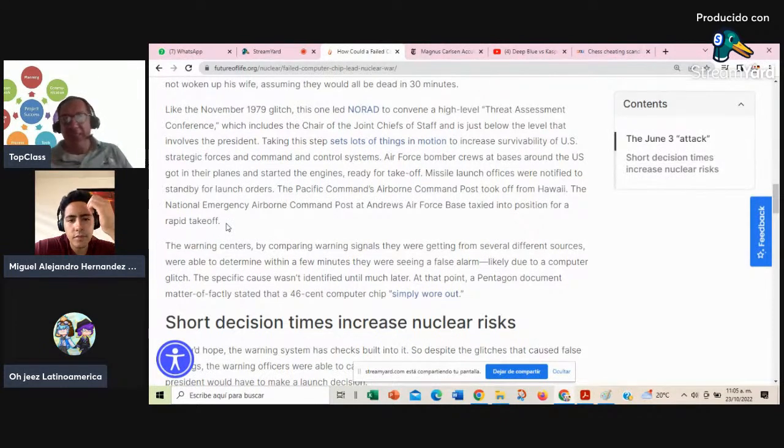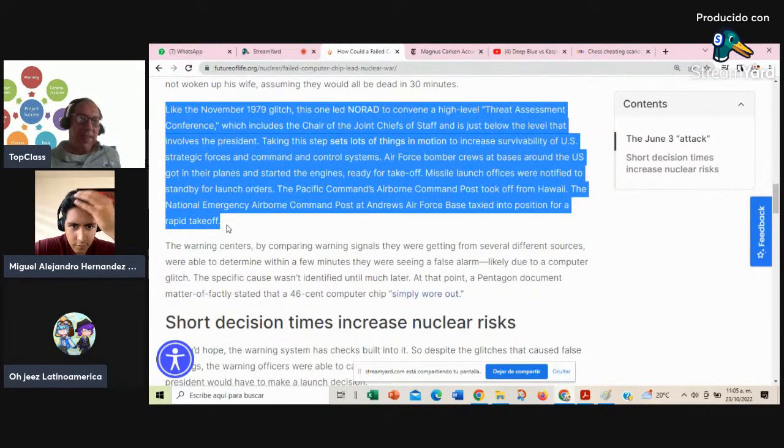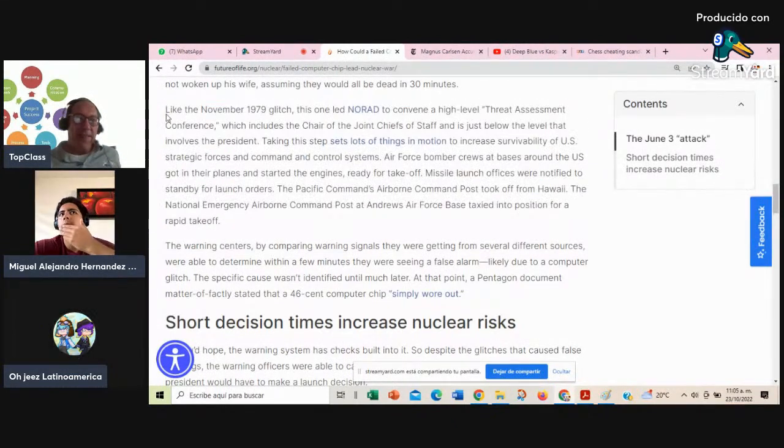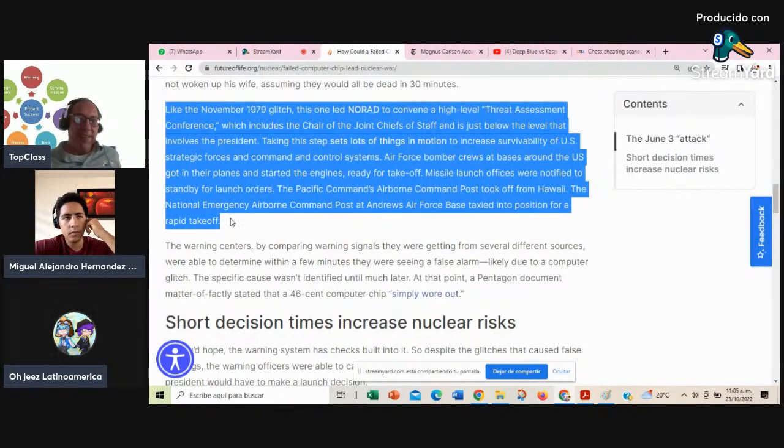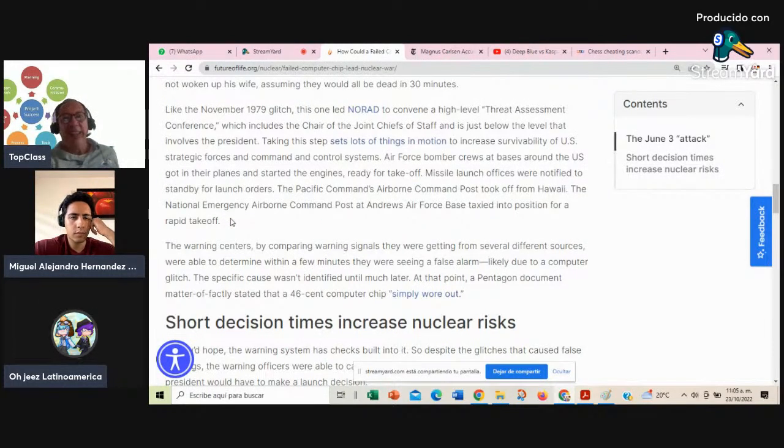So, that leads us to another controversial topic, which I find incredibly interesting. But let's read this paragraph, Mitch. Can you please read the November 1979 glitch? Yes. The November 1979 glitch.